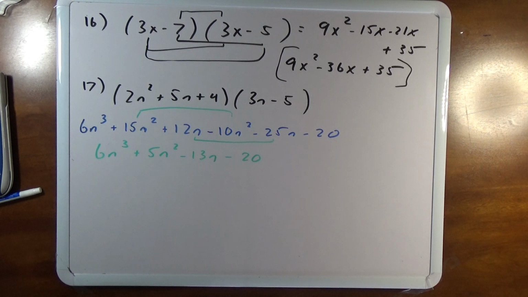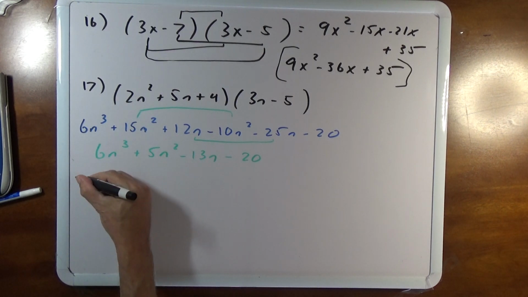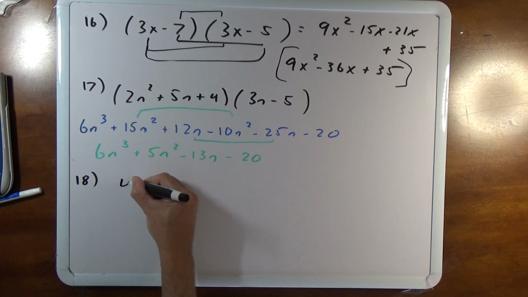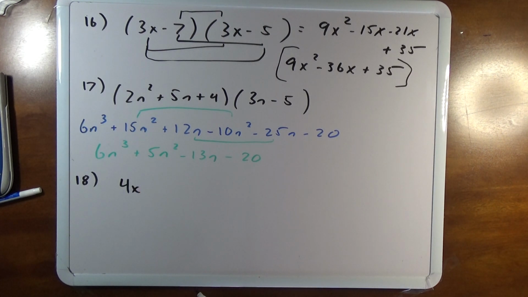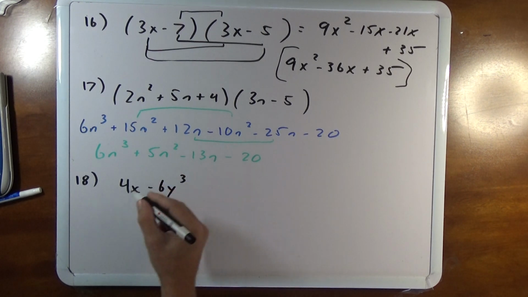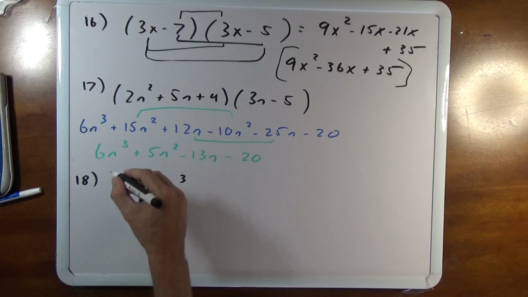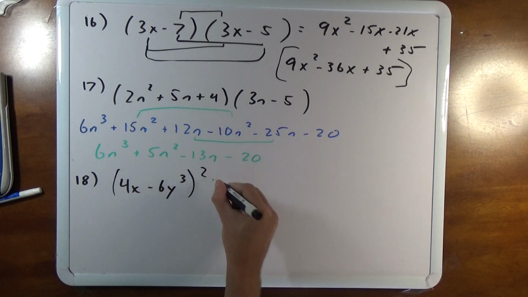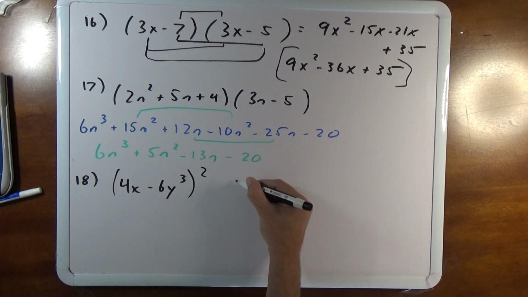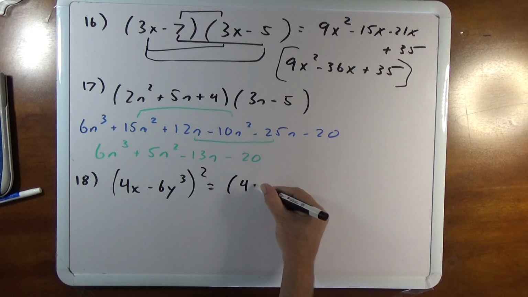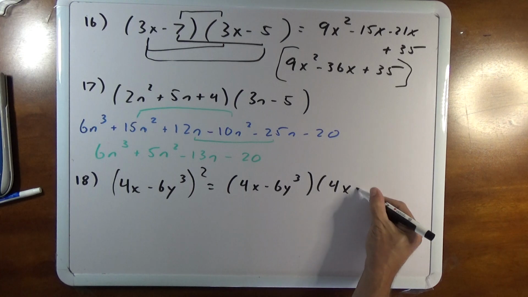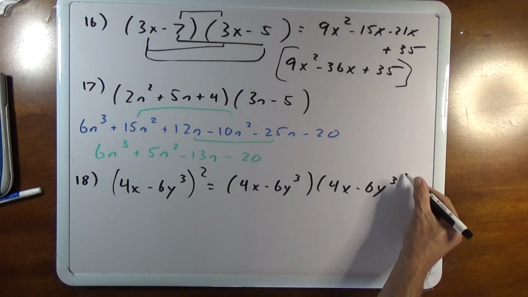Okay, find the square. 4x minus 6y cubed. They want me to square this? Okay. So what I would do is I would just write it out twice and FOIL it. So this is equal to 4x minus 6y cubed times 4x minus 6y cubed.